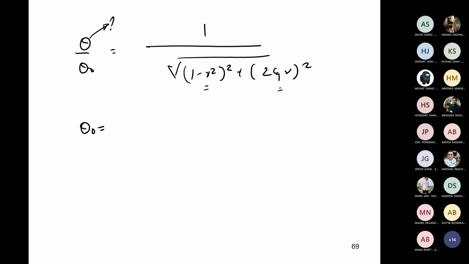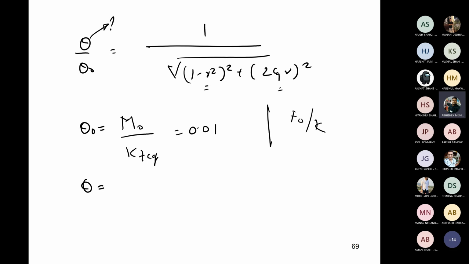So how did you find out in translation? What was the equation? F0 by K. Right. So here the torque is M0 by K torsional equivalent. So find out theta 0 and substitute in this equation and tell me the value of theta. Sir, theta 0 is 0.0125. Correct. You have rounded it out. Correct answer is 0.0125.